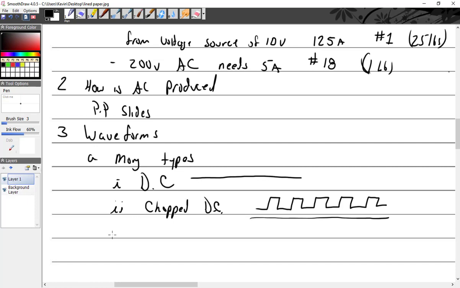And then we have, well, we're going to talk about AC, which is also called sinusoidal, where this is the zero line. That's zero. And it goes high, swings up, and it swings down. It swings up, and it swings down. Sinusoidal.